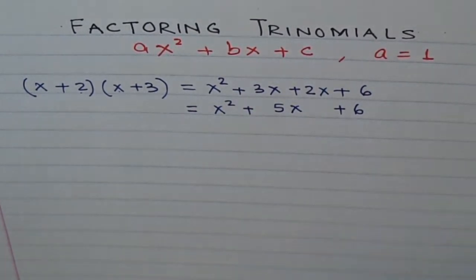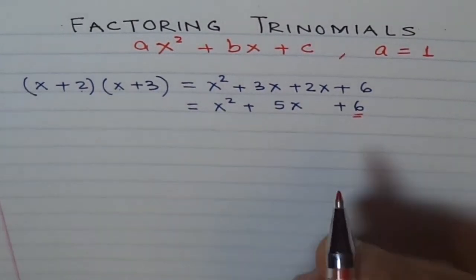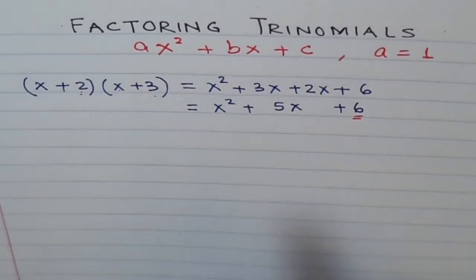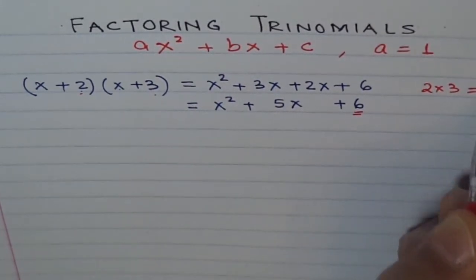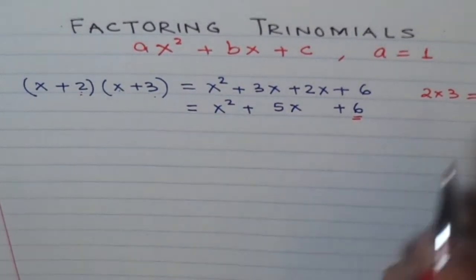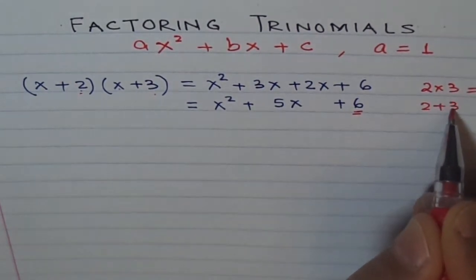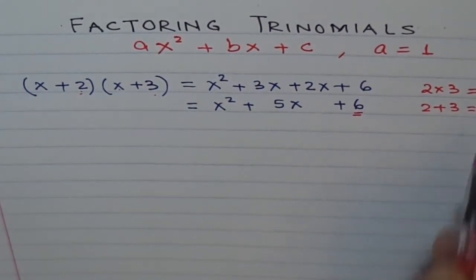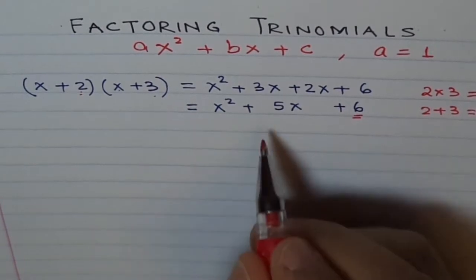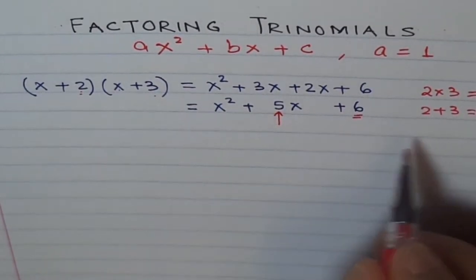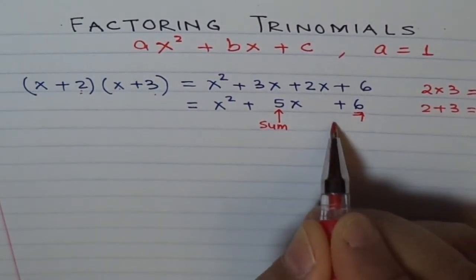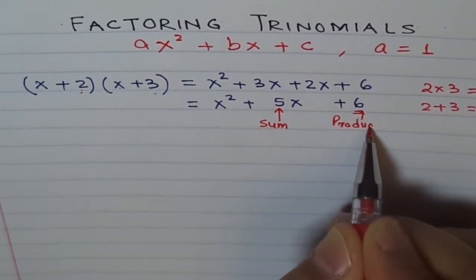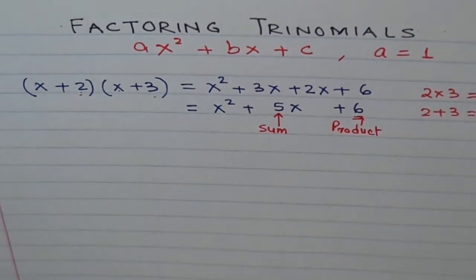Now, the thing to note here is the relationship between the factored form and the sum form of this trinomial. You will notice that this number 6 is actually the product of 2 and 3. So 2 times 3 gives 6. But if we add 2 and 3, that is 2 plus 3, how much is it? 5. So that is this term. This is the sum part, and this is the product form.